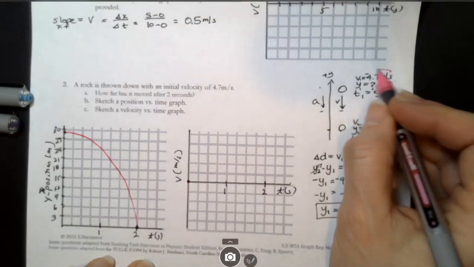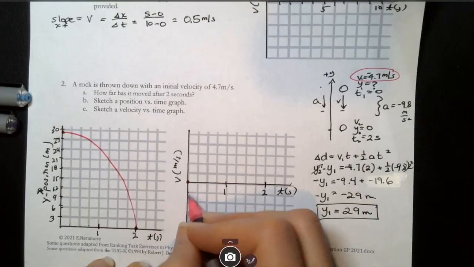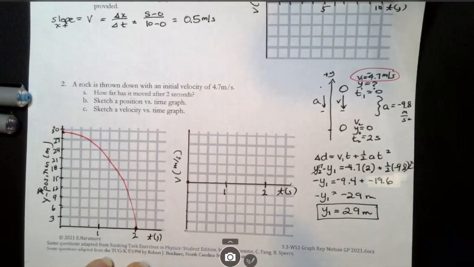For this one, we're starting at negative 4.7. So let's say 1, 2, 3, 4, 5. You know what? We don't know the final velocity.